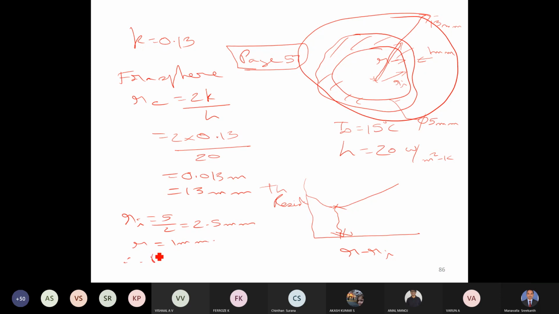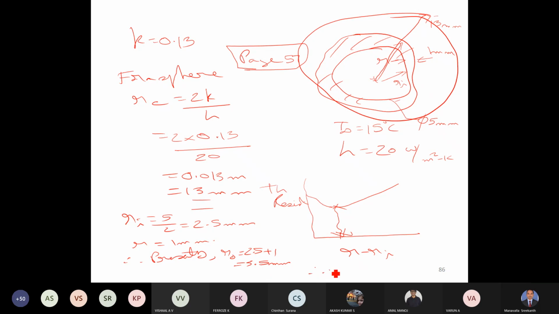Therefore, presently R outer with the insulation is 2.5 plus 1, which is equal to 3.5 millimeters. But our calculation of the critical radius of insulation says that this value should be 13. That radius itself should be 13. So 13 minus 2.5 is 10.5. So it should be 10.5. So our current R outer is 3.5, but we can go up to 10.5.